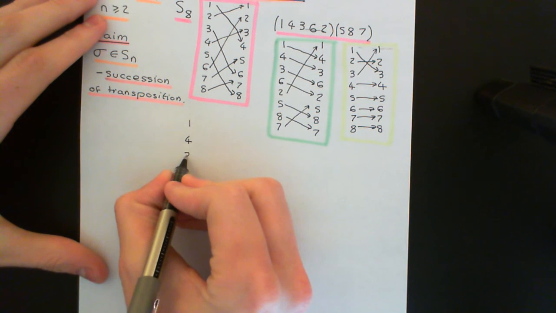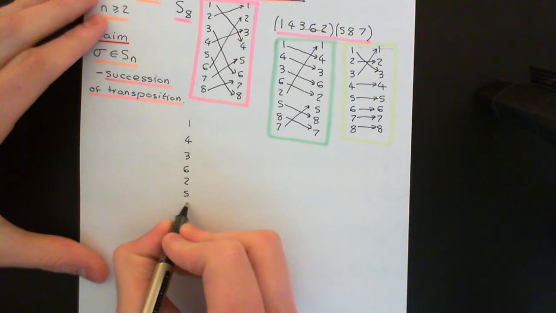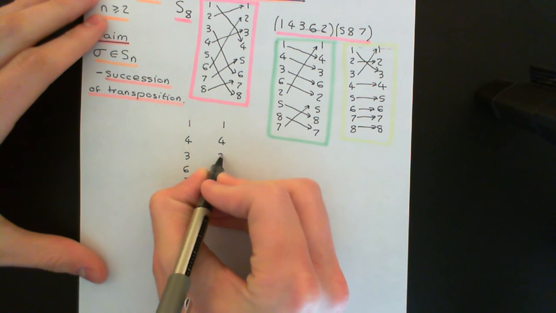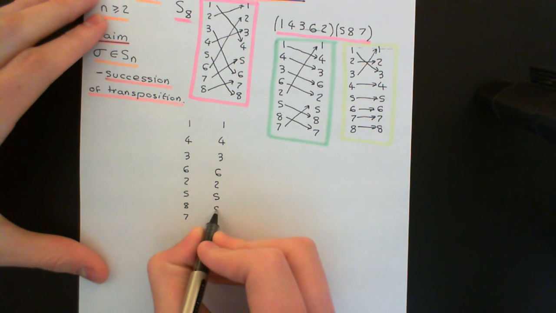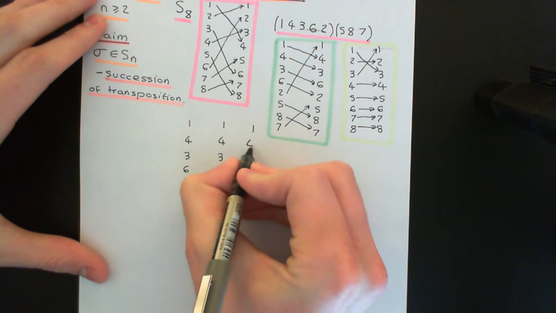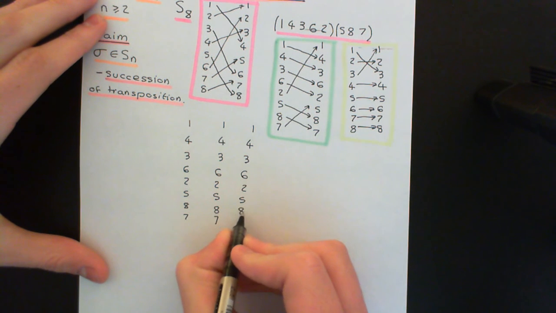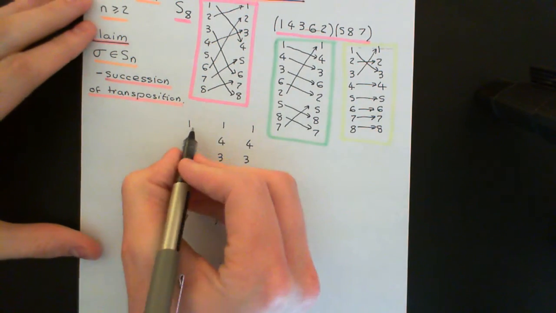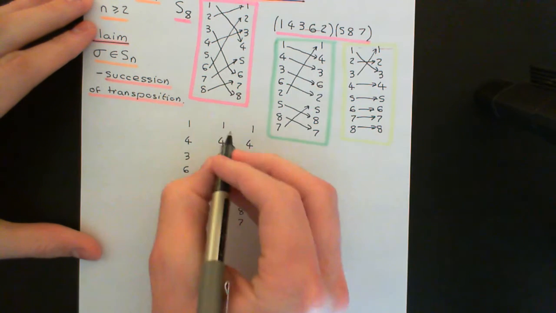Okay, so 1, 4, 3, 6, 2, 5, 8, 7, and then I'll need this copied out twice more now. 1, 4, 3, 6, 2, 5, 8, 7, and I'll just make sure this is in view, yep. 1, 4, 3, 6, 2, 5, 8, 7. Okay, right, so this is the point that I want you to understand. I could build this element by firstly doing this 5 cycle and then doing this 3 cycle, like so.